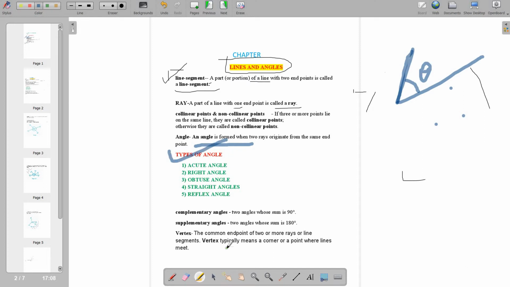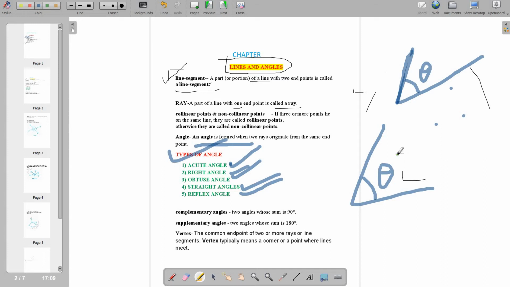Now we will see the types of angles. There are mainly five types of angles: acute angle, right angle, obtuse angle, straight angle, and reflex angle. What is an acute angle? Suppose this is an angle, let us name it theta. Theta is greater than 0 degrees and theta is less than 90 degrees. That is called an acute angle.